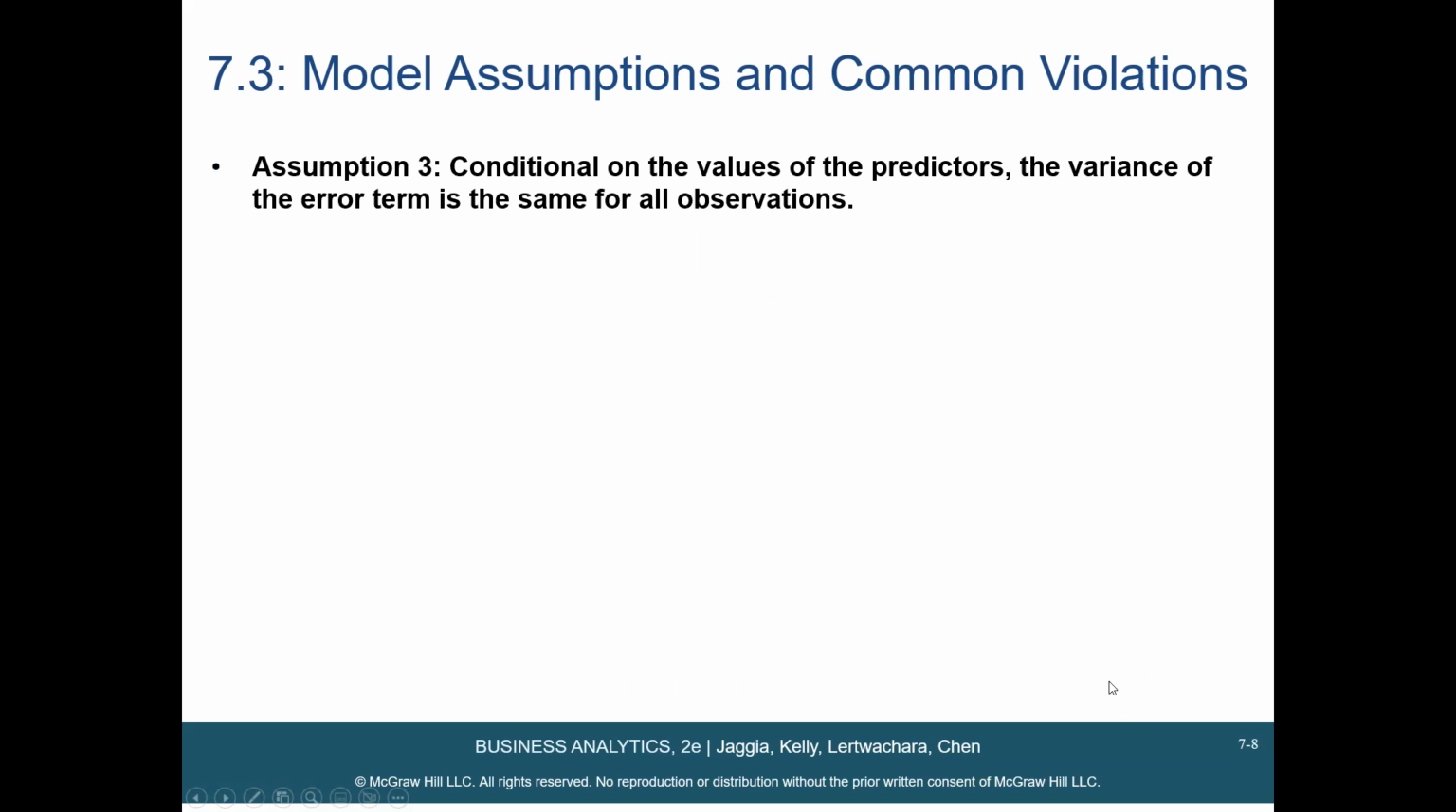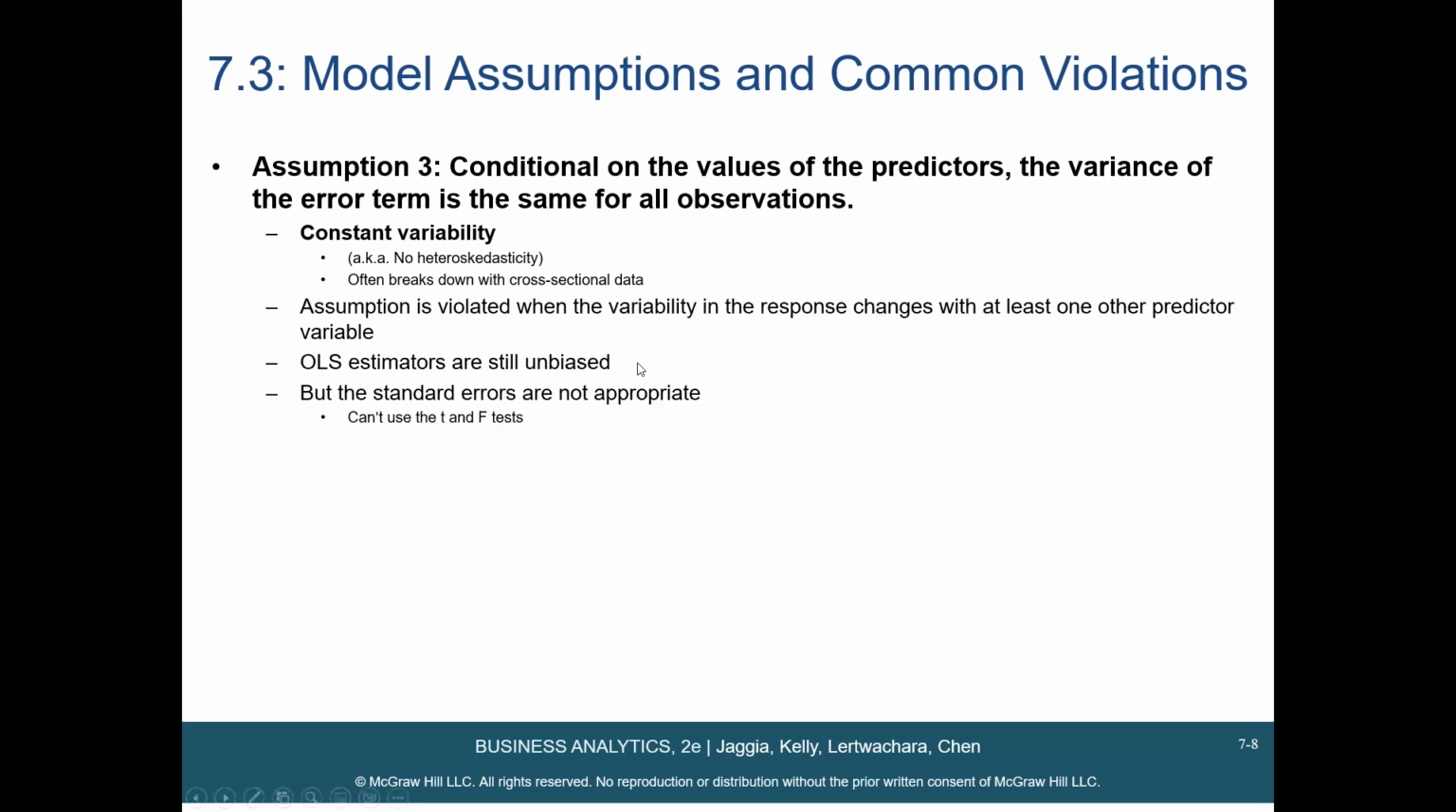Okay, the next assumption we talked about in class was that, conditional on the values of the predictor, the variance of the error term is the same for all observations. And this just means you have constant variability, and that's that band I was talking about that we want to have across our data. Technically, this means there's no heteroscedasticity. I'm not going to hold you to knowing that word. It breaks down with cross-sectional data. This is what our customer data is. So you usually have time series data or cross-sectional data. So it is something we want to be checking for.